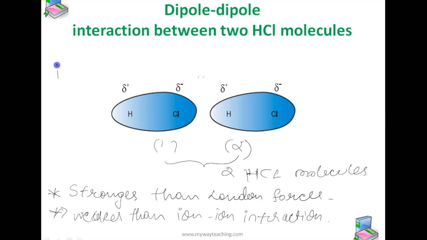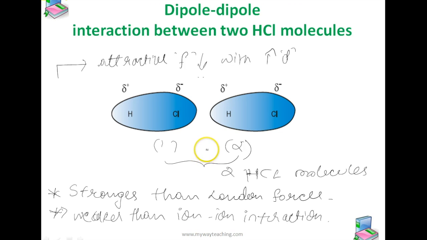So here, the attractive force decreases with increase in the distance between the molecules, that is, between the dipoles. As I have explained in the case of dipole-ion interaction and London forces, the interaction energy is inversely proportional to the distance between the polar molecules.